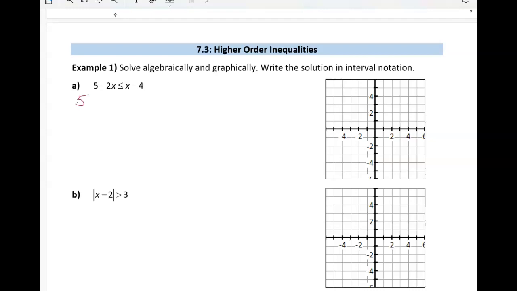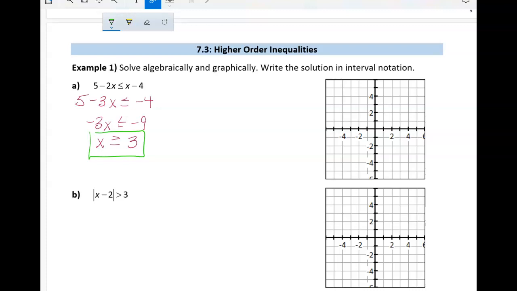So let's subtract x from both sides. That'll give us 5 minus 3x is less than or equal to negative 4. Now we can subtract off 5, and that's going to give us negative 3x is less than or equal to 9. And dividing through by negative 3, that changes the direction of the inequality, so we get x is greater than or equal to 3 is the solution.